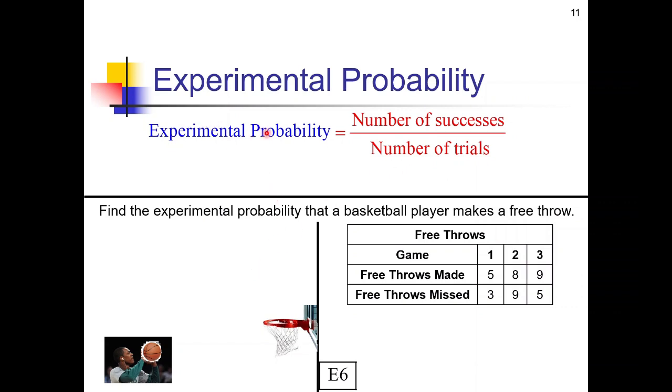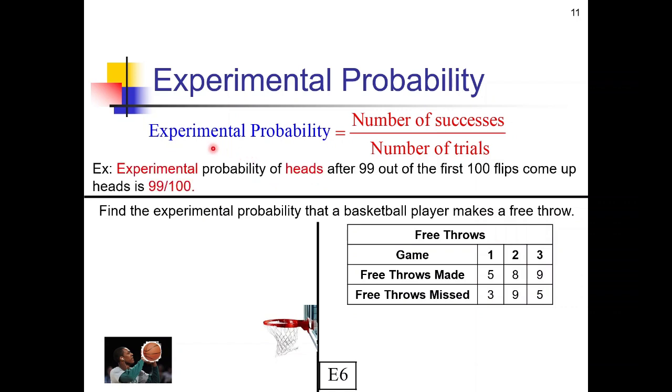So a good example of experimental probability, just to draw on our coin flip that we did at the beginning of the lesson: let's say we flip that coin 100 times and 99 out of 100 it comes up heads. Theoretically, there's still a 1 in 2 chance of getting heads. The experimental probability of heads after 99 out of 100 come up heads is actually 99 out of 100. This is because experimental is based on what has happened and not what could theoretically happen. It's based on history. So with that in mind, see if you can calculate the experimental probability that our basketball player makes a free throw given these statistics about what's already happened.